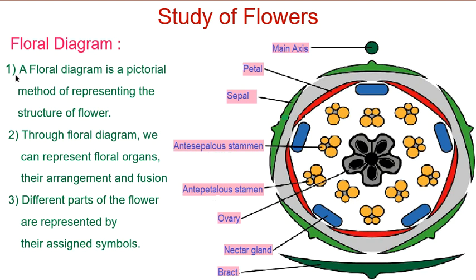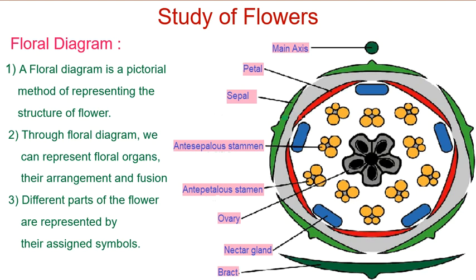So what is a floral diagram? A floral diagram is a pictorial method of representing the structure of a flower. Fine. If you want to pen down how the flower looks, take any random flower, and if you want to pen down the structure, how will you do it? With the help of a floral diagram, you will do this.